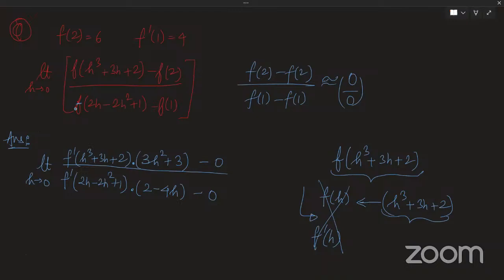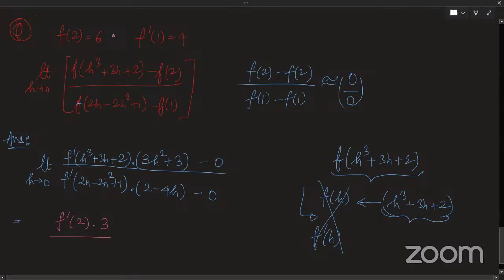So you have got f dash of h cube plus 3h plus 2 into 3h square plus 3, divided by this thing. Is this an indeterminate form? No, this is not an indeterminate form. So you can just directly input your values. You input h as 0. So you'll get f dash 2 into 3, whole by, tell me, what will it be?